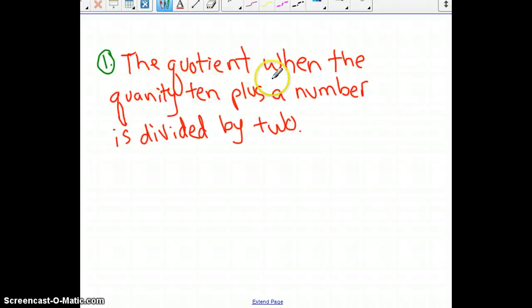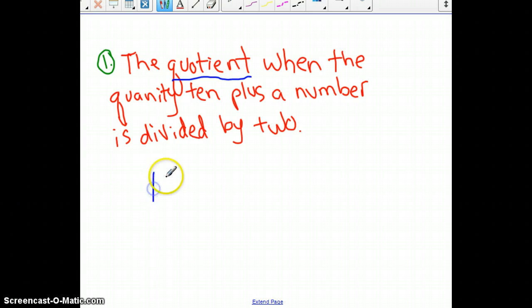Here we have the quotient when the quantity 10 plus a number is divided by 2. Alright, so the quotient, that's a key word there. That means division. So somewhere in the problem we're going to be dividing. When the quantity means we've got a couple things going on. So I'm going to look at what follows here. Quantity, so all of this is what quantity means. Quantity of 10 plus a number divided by 2.